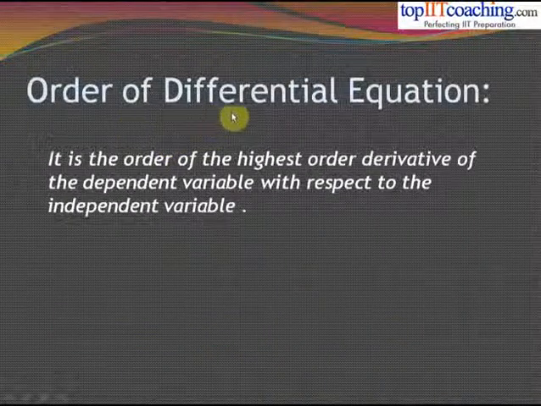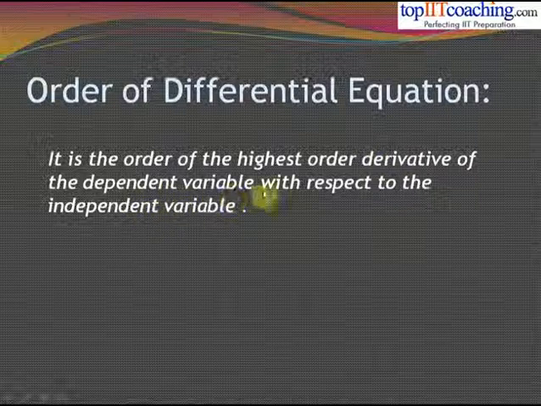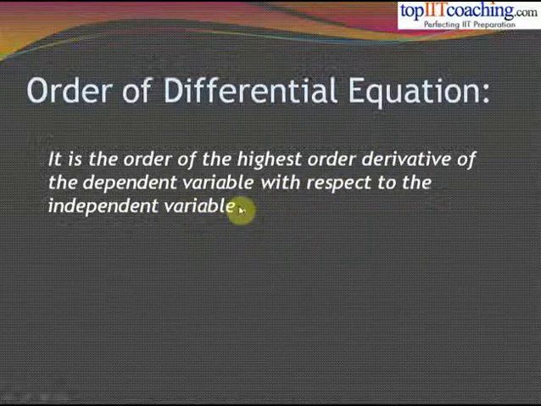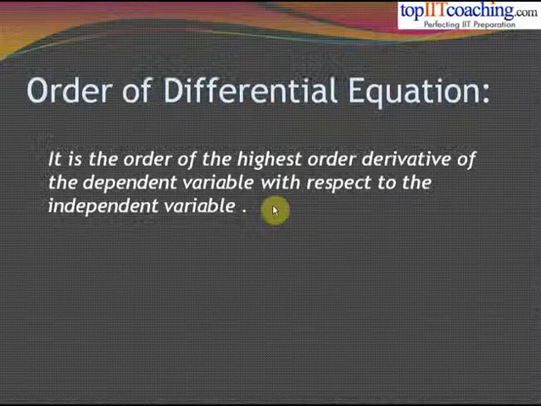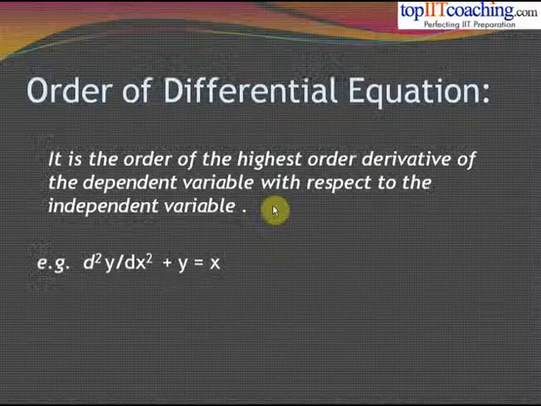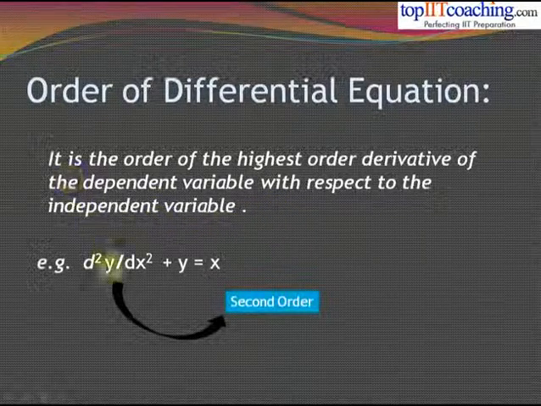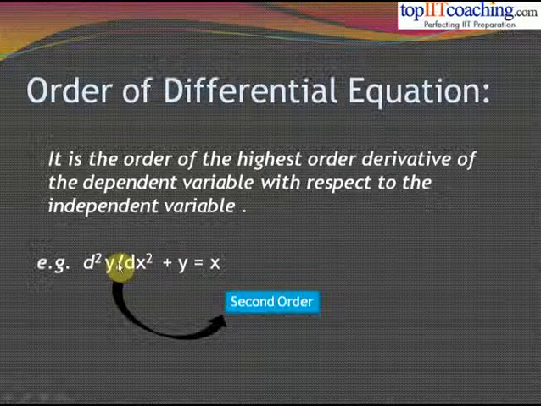The next is the order of a differential equation. The order of a differential equation is the order of the highest order derivative of the dependent variable y with respect to the independent variable x. So if I say d square y by dx square plus y equal to 0, this is second order, because the highest order derivative here is a second order derivative, and so we can say that this entire equation has an order of 2.